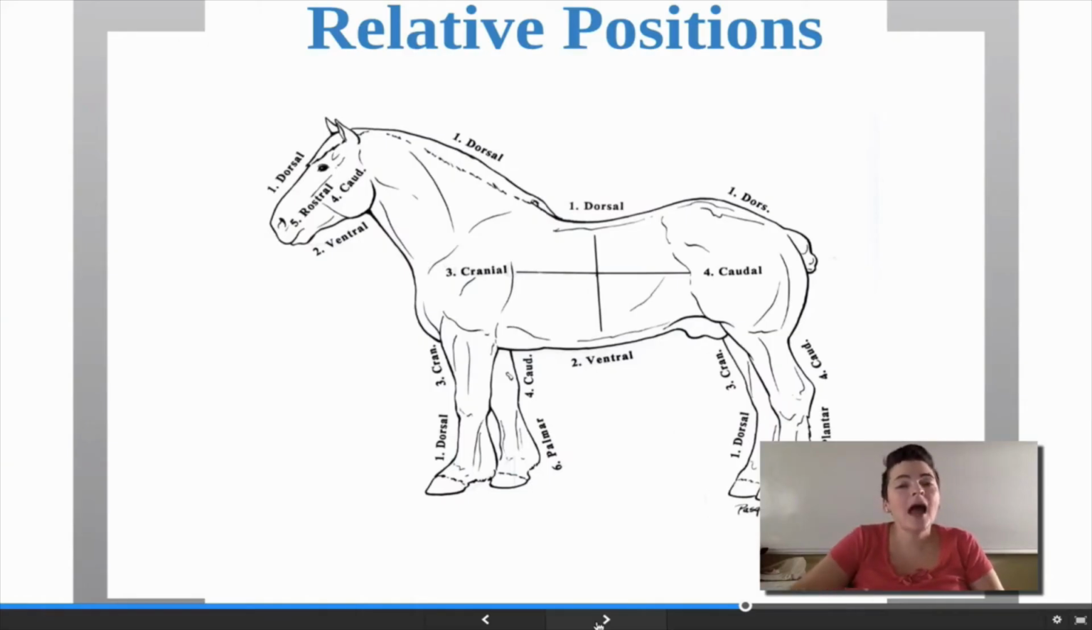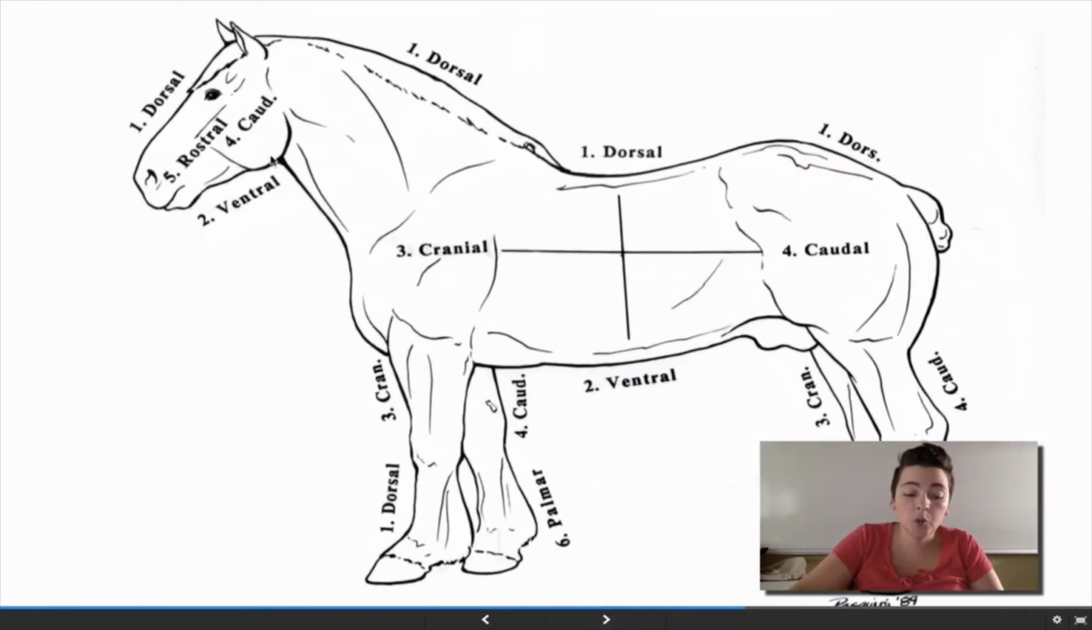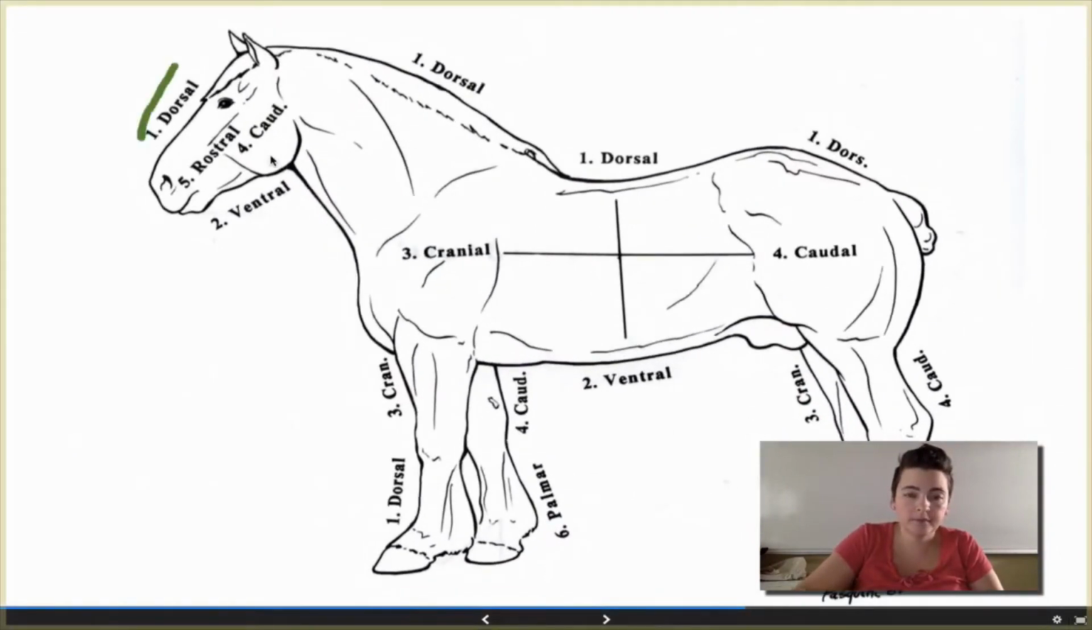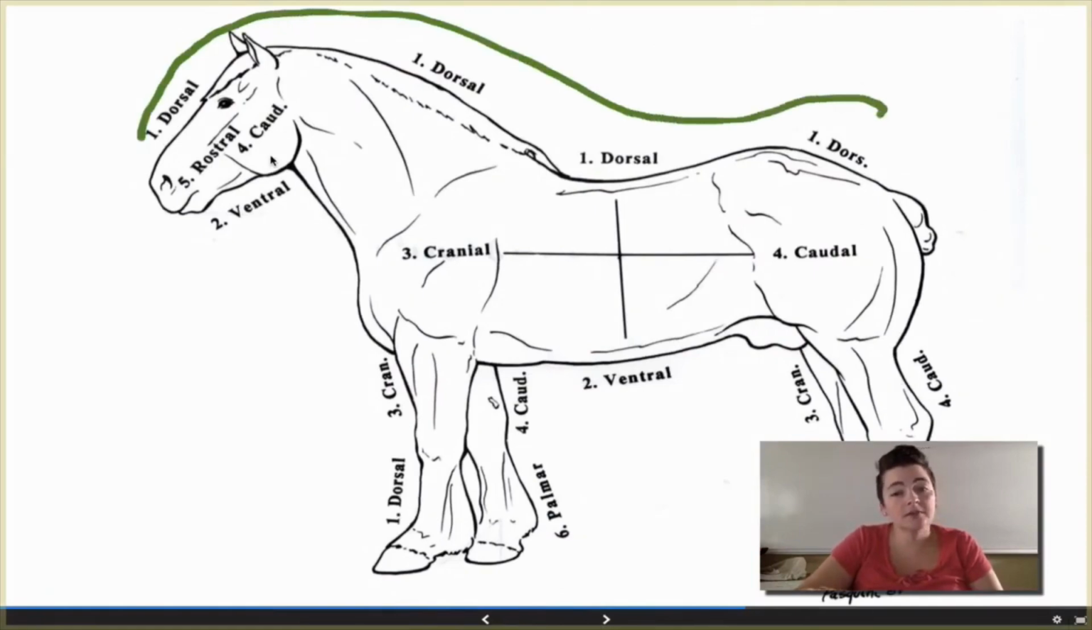Relative positions help you identify parts and pieces of the body. Number 1 is dorsal. So dorsal is going to be towards the back. Opposite of that would be ventral. So towards the belly would be ventral.